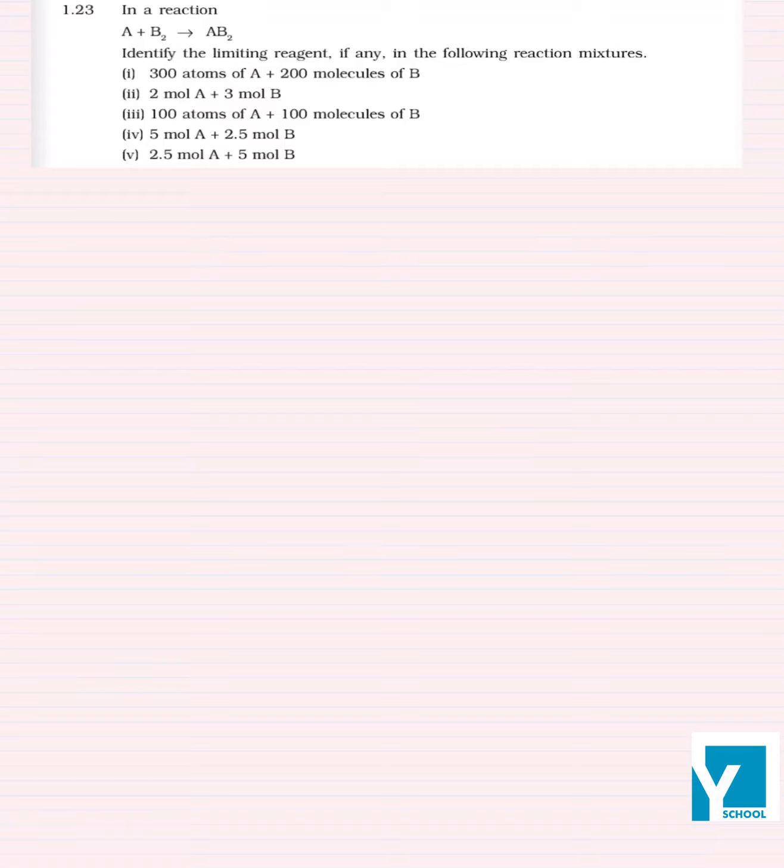So question number 23 says that in a reaction A reacts with B2, A plus B2, it is going to give you AB2. Identify the limiting reagent, if any, in the following reaction mixtures. So first reaction mixture. First of all, let us write the stoichiometry.